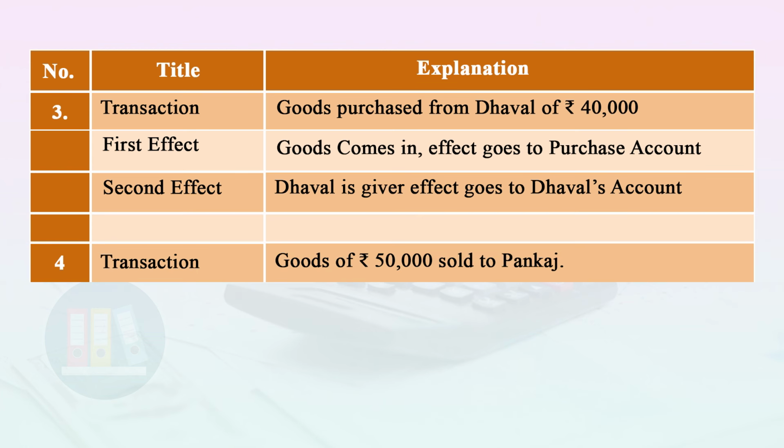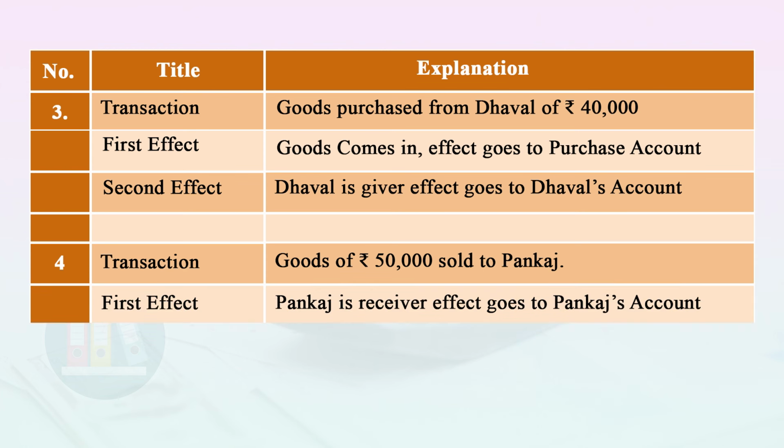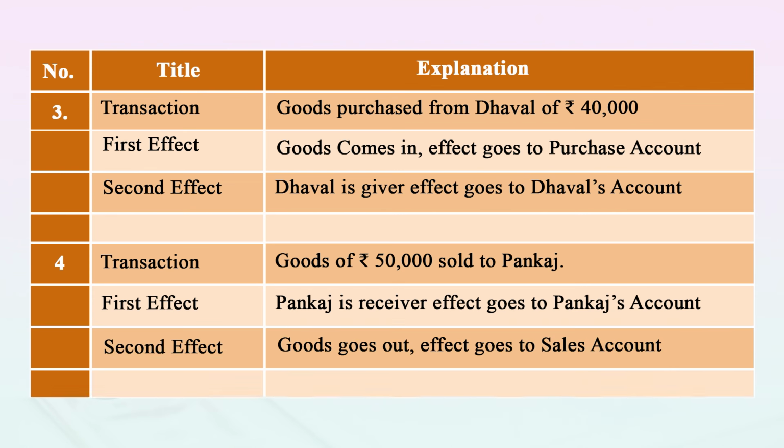Next transaction is goods of rupees 50,000 sold to Pankaj. The first effect is Pankaj is the receiver. So, effect goes to the Pankaj's account, and second effect is goods is going out of the business. So, effect goes to the sales account.